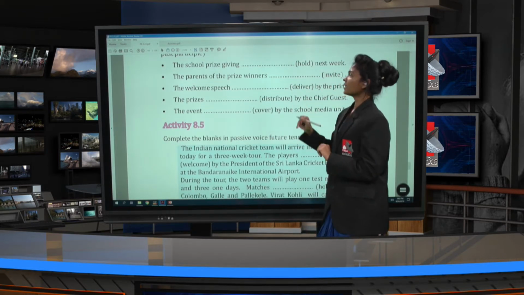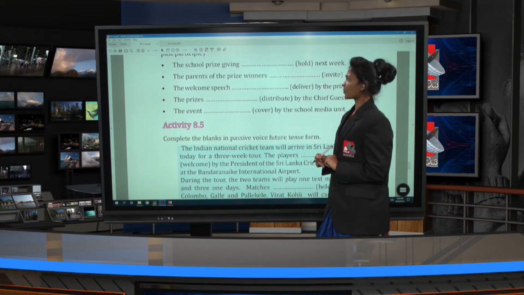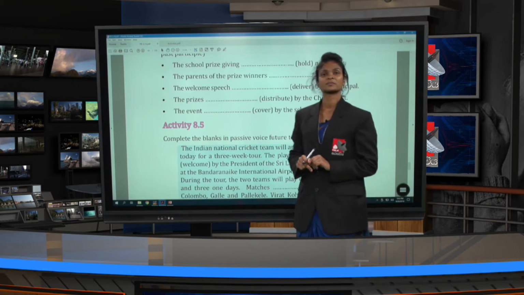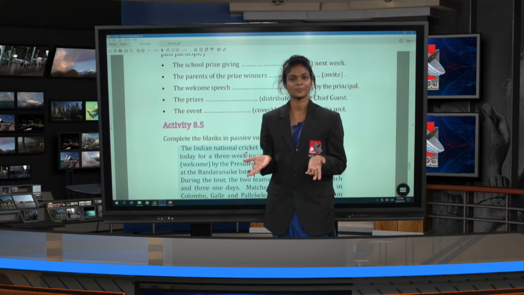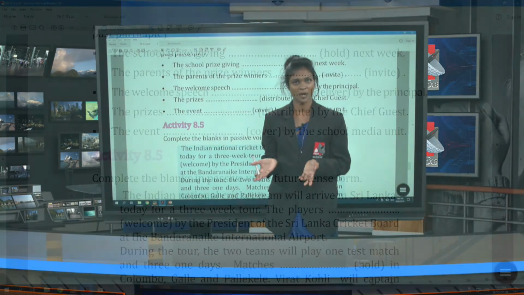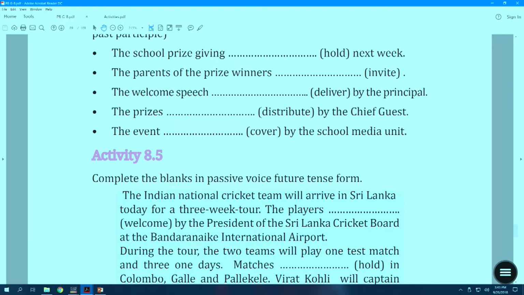Second, the parents of the prize winners. What's your answer? The parents of the prize winners will be invited. Third one, the welcome speech, blank. The verb is given as deliver, by the principal.